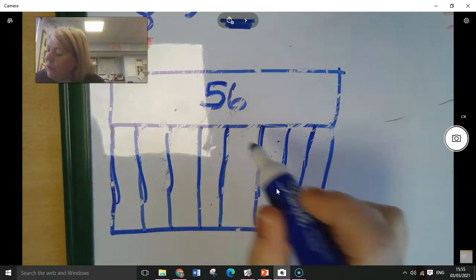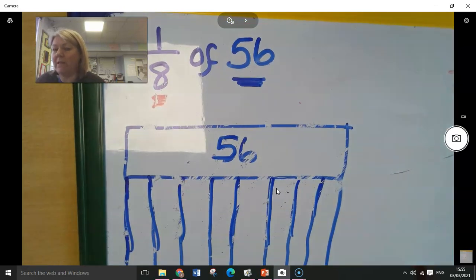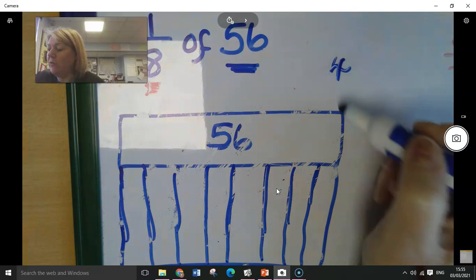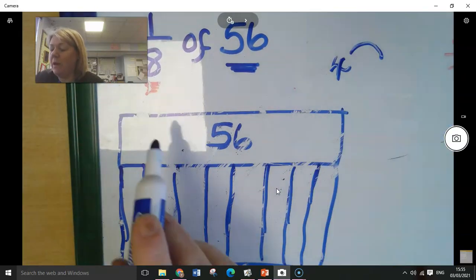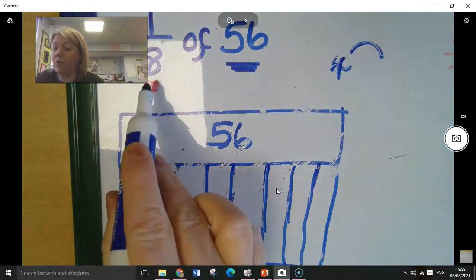Okay, if you don't know your 8 times table, don't worry, there's something in the Google Drive that can help you, that times table grid, but you could use your 4 times table and double it. All right, but I know my 8 times table because I learnt them when I was at school. It's important that you do it.